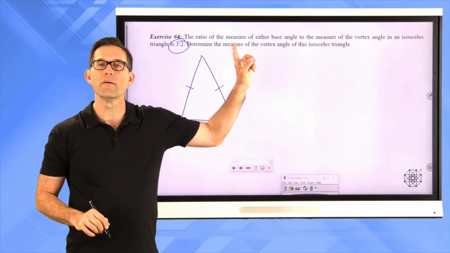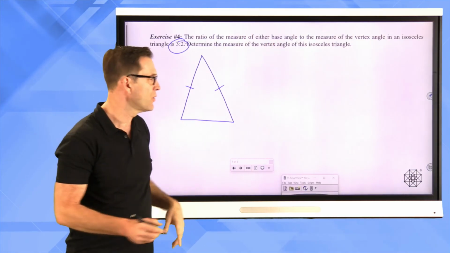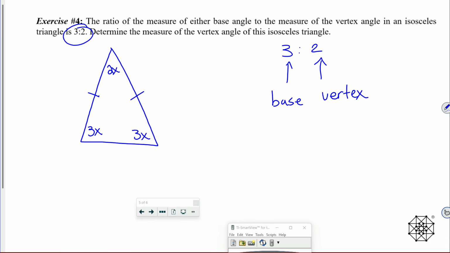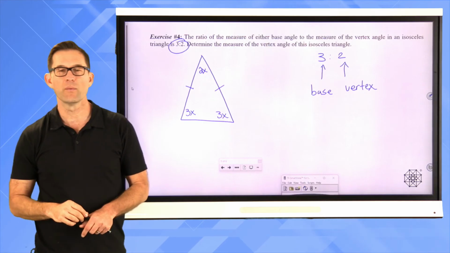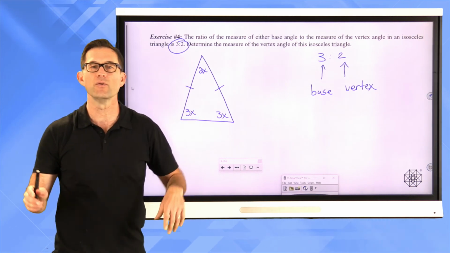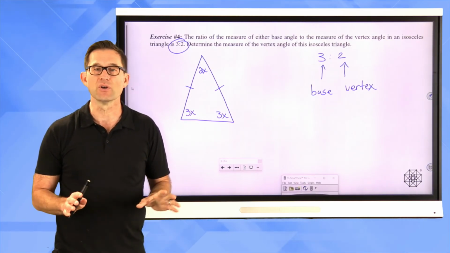Now, it says the ratio of the measure of the base angle to the vertex angle. So in this ratio, 3:2, this is the base and this is the vertex. Now, that means that I should label each base angle 3 times x and my vertex angle 2 times x. Right? We saw this little trick come up before. It's going to come up a lot in this course where we're given ratios like 3:2, 5:3, whatever. And then we would just attach an x to keep that ratio consistent.